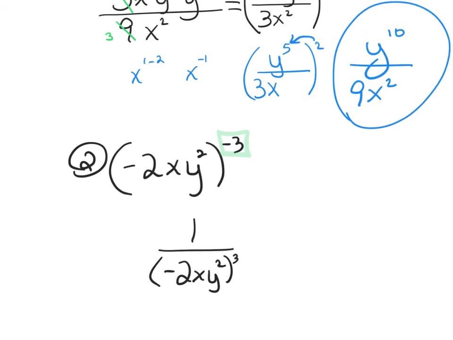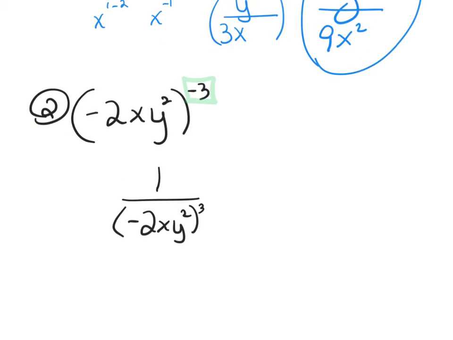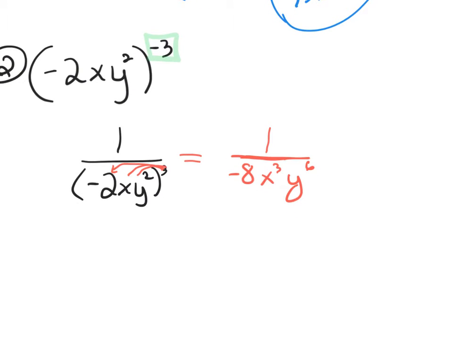Now, what I can do is apply this cube to everything. So then now this becomes negative 2 to the third power is going to be negative 8, and then x cubed y to the 6th. Now you can either write it like this. If you'd rather move the negative sign out front, you can also do that. Let's try one more like this.